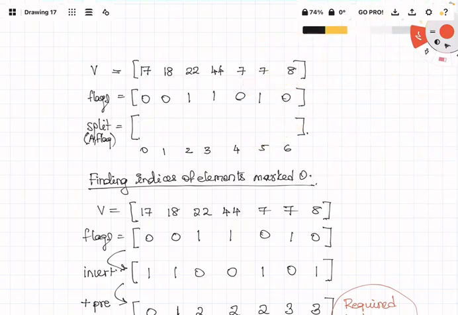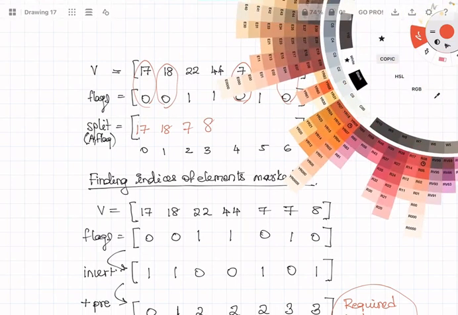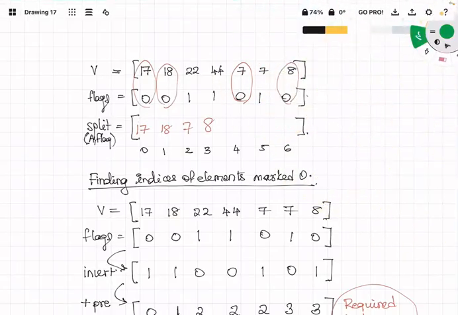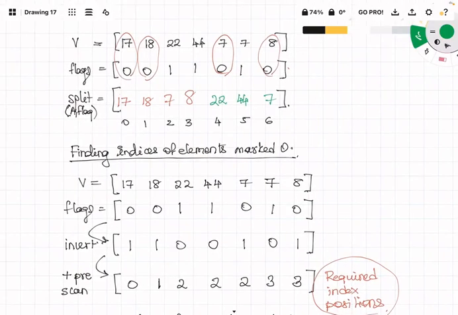In this case, the elements that are going to be moved to the front of the vector are 17, 18, 7, and 8, because they're marked with 0. And the elements that are going to be moved to the right of the vector are those marked 1. And remember, we are preserving their relative order, so they will be moved as 22, 44, and 7.